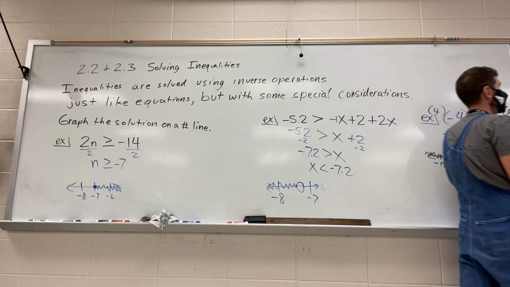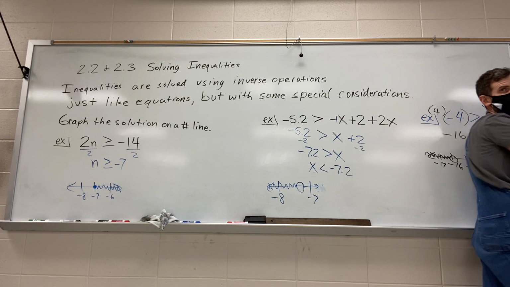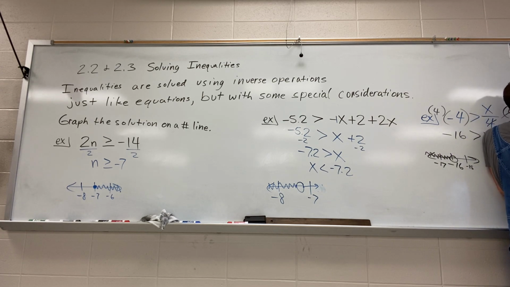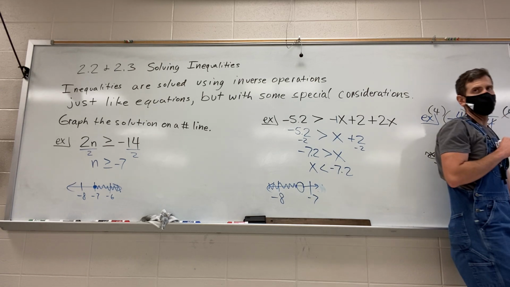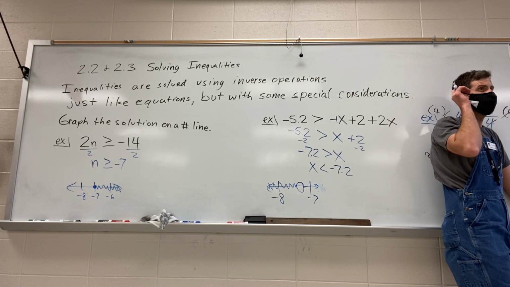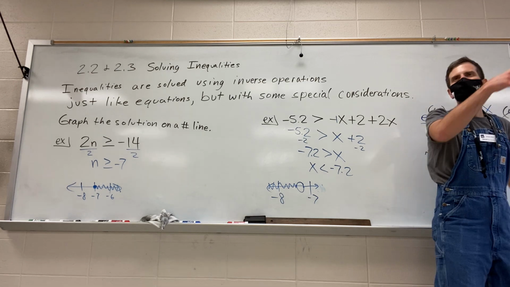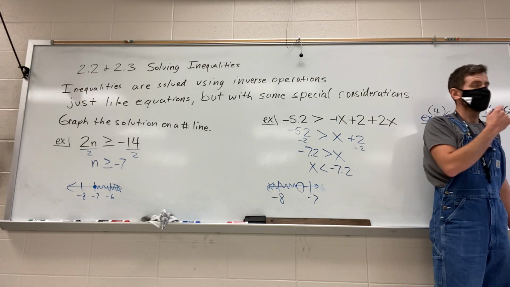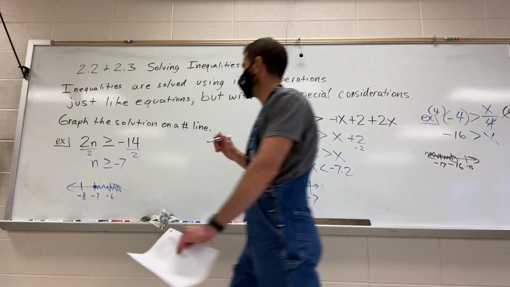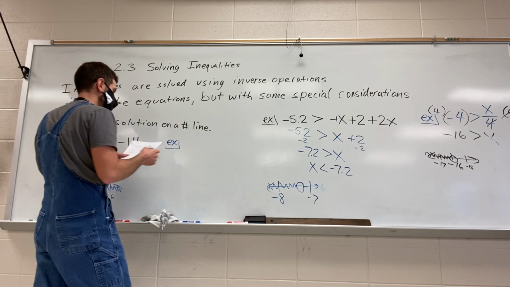So what happens is when you multiply or divide both sides of an inequality by a negative number, the sign flips. The relationship changes. The sign flips. So that's the special consideration, Evie, that we haven't talked about yet. So take a look at this next example.